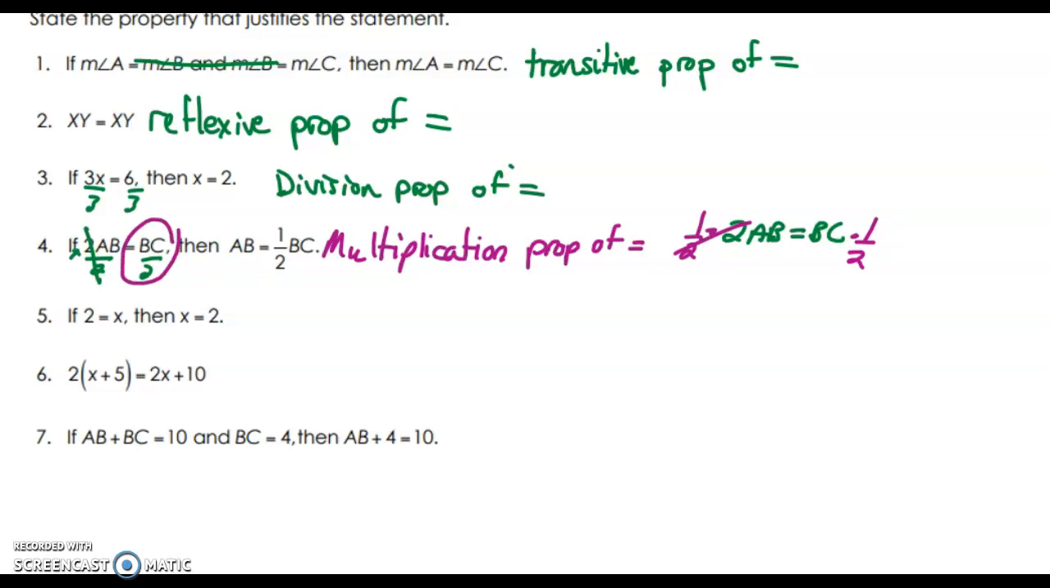All right, number 5 says if 2 equals x, then x equals 2. So you're just reversing the order. That is the symmetric property. Symmetric is where we can just switch the order. So, symmetric property of equality.